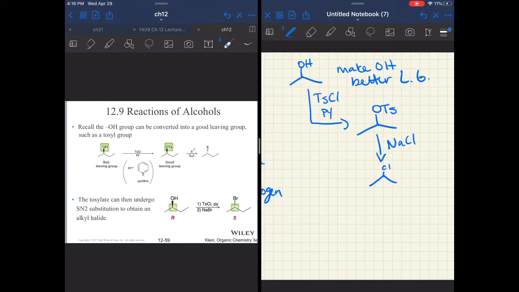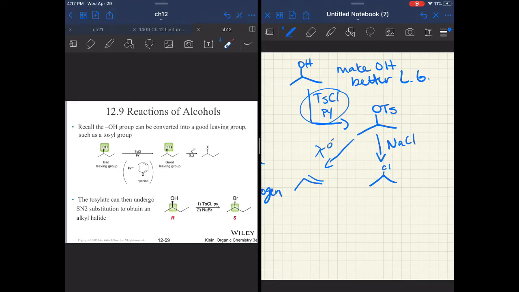You could also eliminate. So you could use a really strong base, and you could get a double bond. All right, so don't forget about this little reaction. This is really nice if you get stuck with an alcohol and you're not sure what to do with it. Make it an OTs, and then you can get rid of it or replace it really easily.